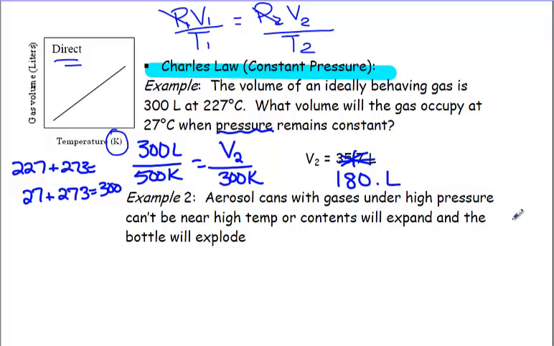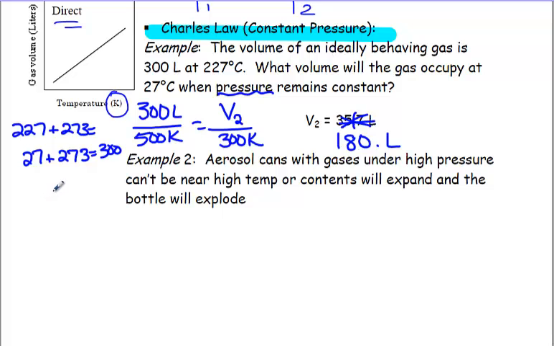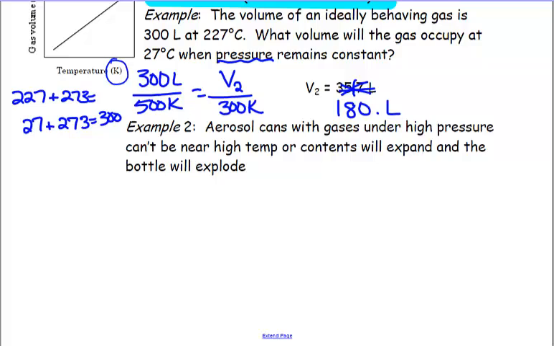Another real world example: aerosol cans, if you use them anymore. Gases under high pressure can't be near high temperatures, or the contents will expand and the bottle will explode. If you've ever thrown a can of shaving cream in a fire pit, it's going to explode and you'll hear it. It will sound almost like a bomb, because the gas is expanding with so much pressure that it causes the bottle to burst.